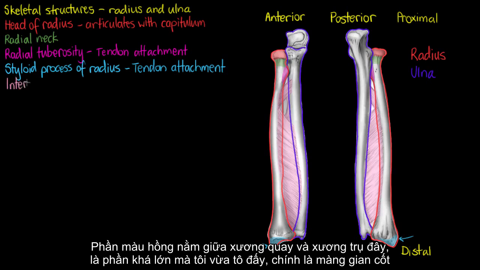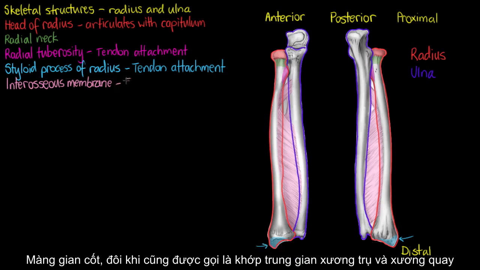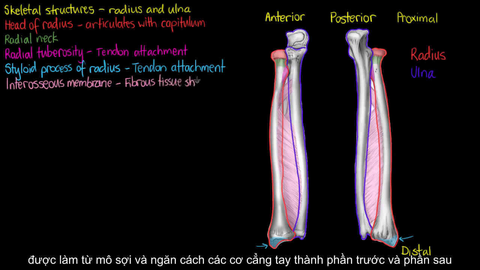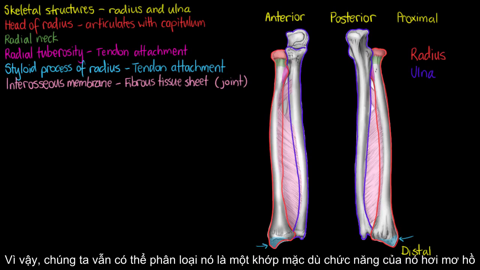In pink here, between the ulna and radius, you can see that I have just highlighted this very large structure that is going to make up our interosseous membrane. Now the interosseous membrane, or sometimes named intermediate radioulnar joint, is a membrane made from fibrous tissue that is going to separate the muscles of our forearm into anterior and posterior compartments. So we do actually classify it as a joint, despite its somewhat obscure functionality.